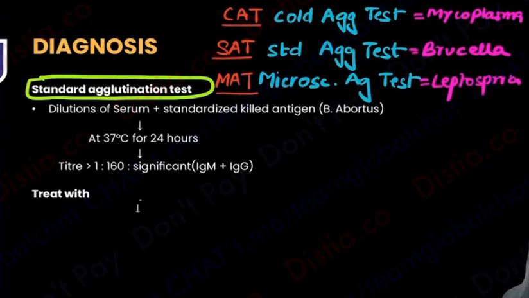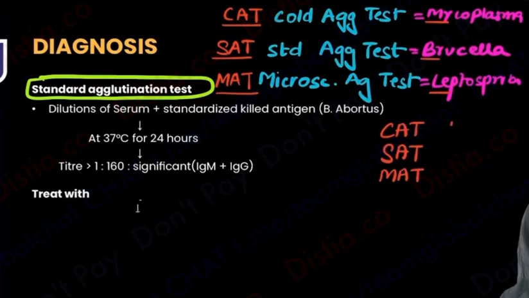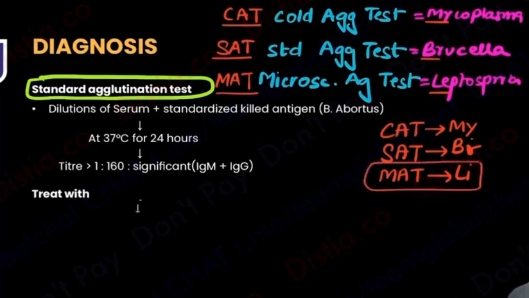CAT sat on a mat, and that I've written as my Billy. Cat is Billy, right? So whenever in the exam you get cat sat on a mat, you will write my Billy. That will tell you cold agglutination for Mycoplasma, standard agglutination for Brucella, and microscopic for Leptospira. We did the same mnemonic exactly 48 hours before the NEET PG exam, and exactly after 48 hours it came in the paper. Everyone was super happy. That time microscopic agglutination test for Leptospira was asked. So cat sat on a mat, my Billy.